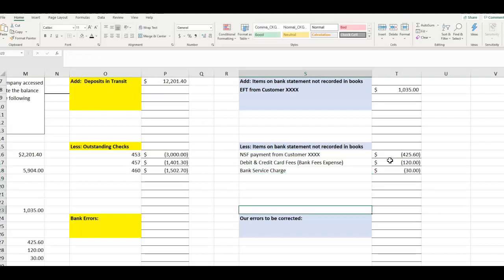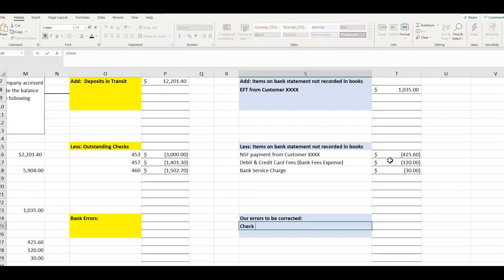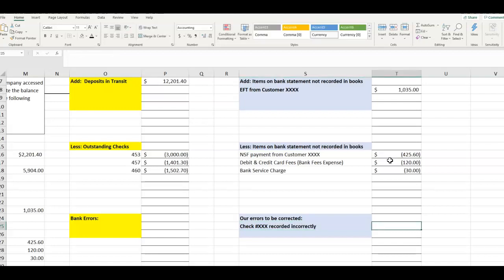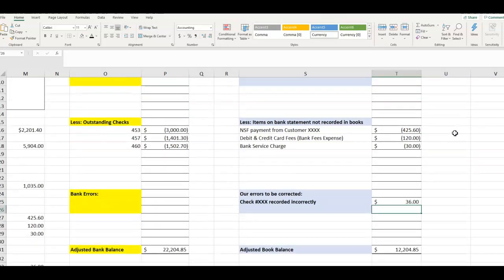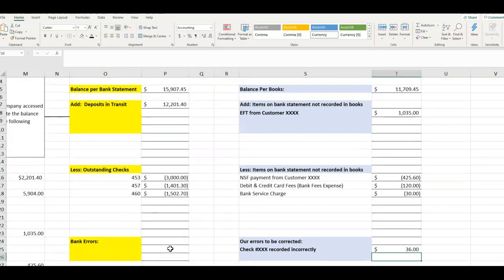And the errors to be corrected: check number, we don't know what, recorded incorrectly. And that is going to be a positive $36. We're going to be adding it back to cash. Now let's just see what the numbers look like at the bottom. And the winner is, I've got too much money in here.